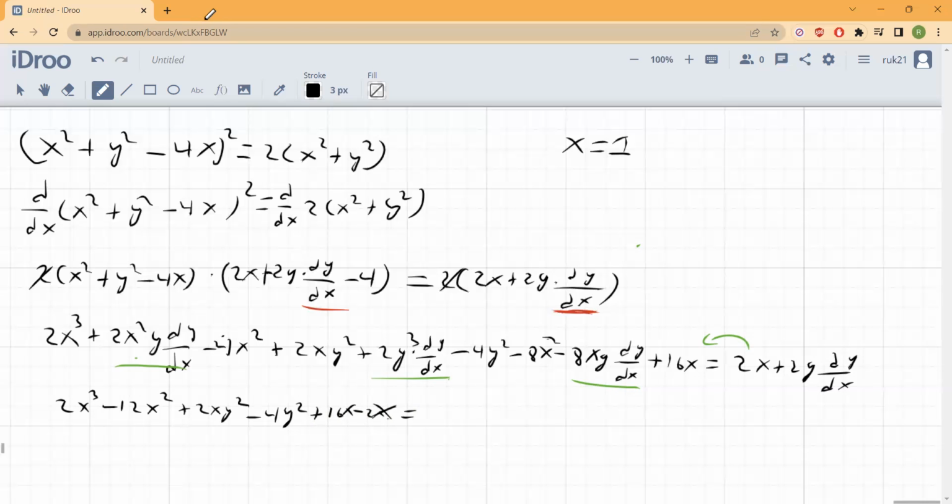Then on the other side, we're going to get 2y dy dx plus 8xy dy dx minus 2y cubed dy dx minus 2x squared y dy dx, right?